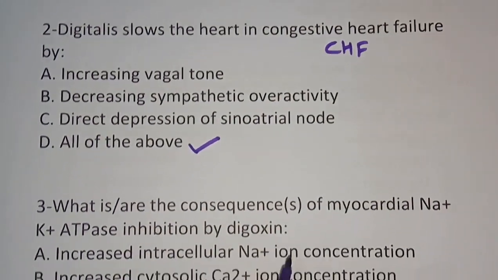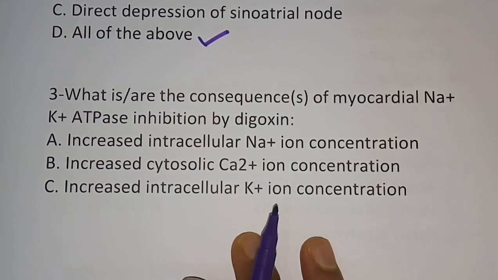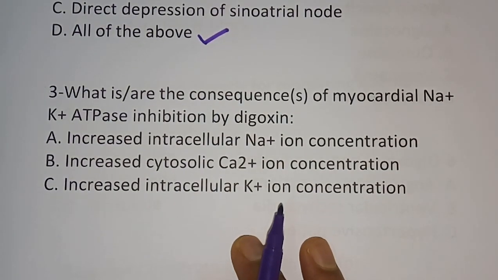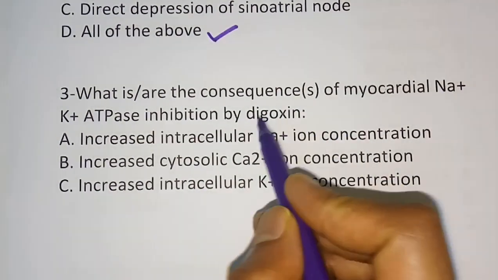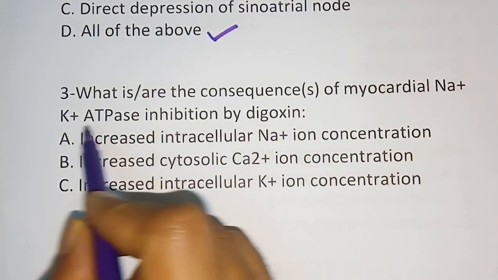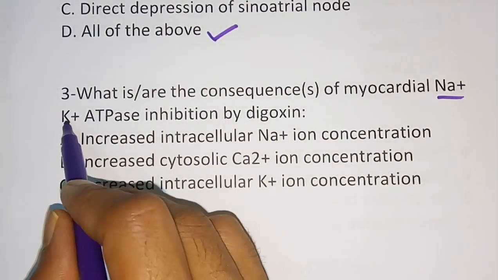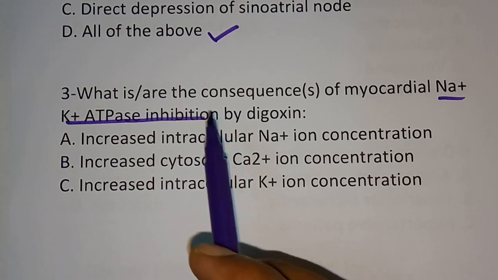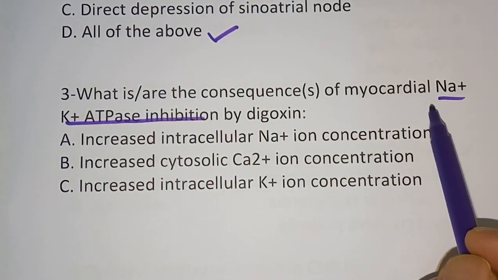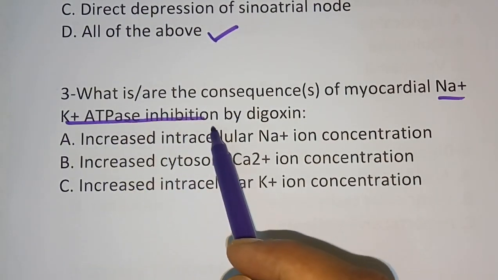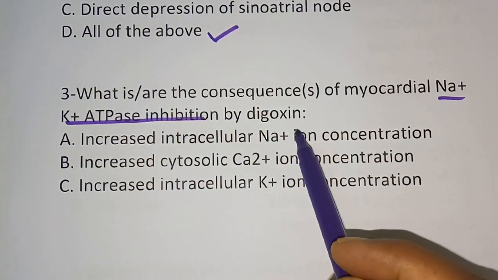Next question, question number 3. What are the consequences of myocardial sodium potassium ATPase inhibition by digoxin? This is the mechanism of digoxin, myocardial sodium potassium ATPase inhibition. So here the question is, what are the consequences of this inhibition by digoxin?